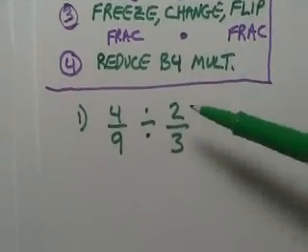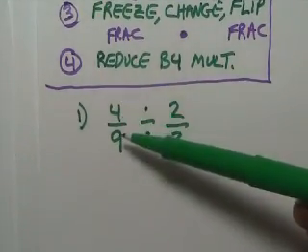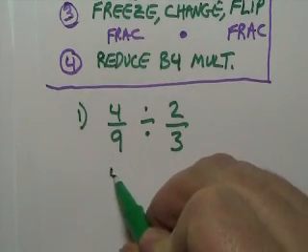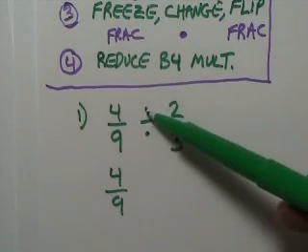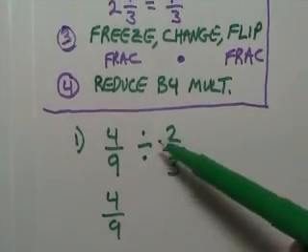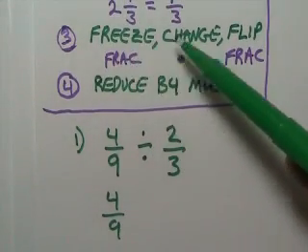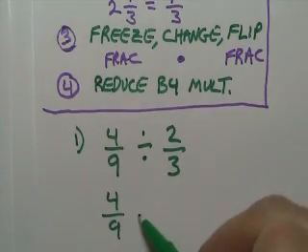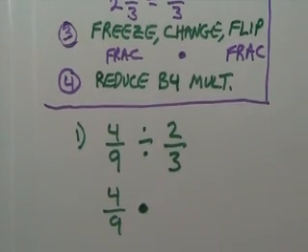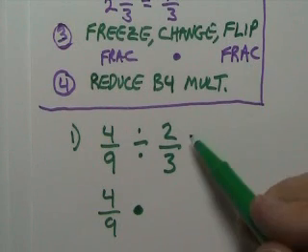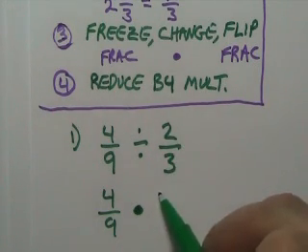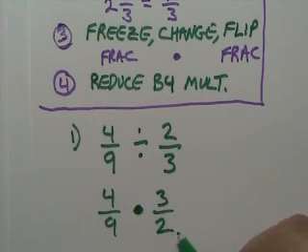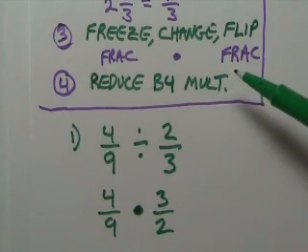Okay, what does that mean? That means we freeze this fraction. We keep it the same. Now I'm going to write underneath this. Then we change this divide to times. So freeze a fraction, change to times. So that's a times. And then flip the second fraction. Flip this one. So instead of 2/3, it's 3/2. There's a word for that. We call it reciprocal.